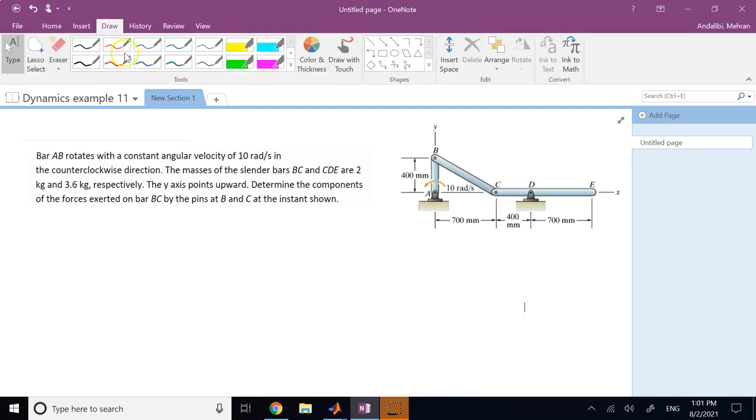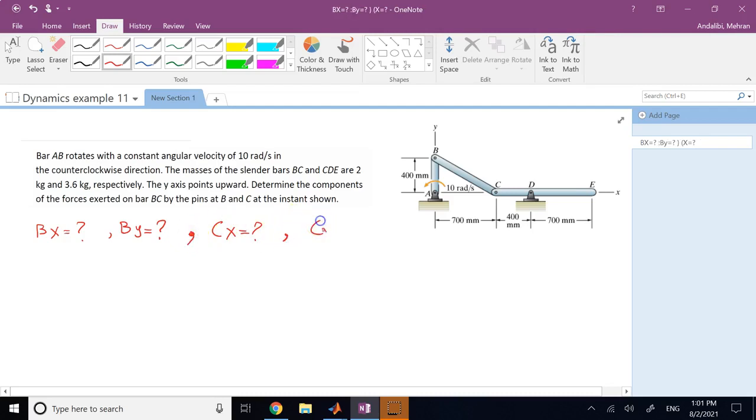So, basically, we need to find Bx, By, Cx, and Cy.